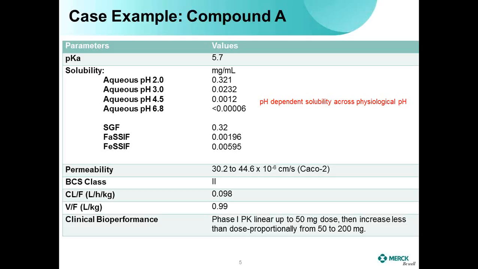In this screen, I use a Merck compound A as an example. So this is a weakly basic BCS2 compound, and it has a steep pH solubility profile with pKa of 5.7. And as you can expect, the low solubility in the intestinal pH range may have an impact on drug solubilization and absorption in achlorhydric state.